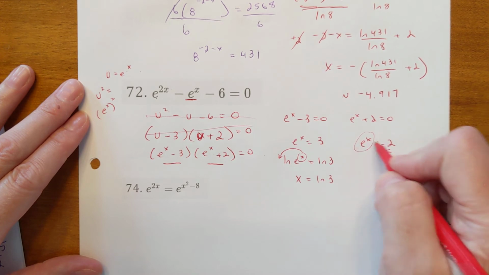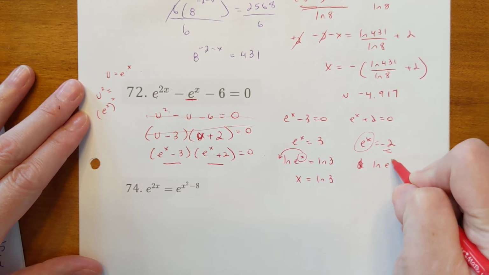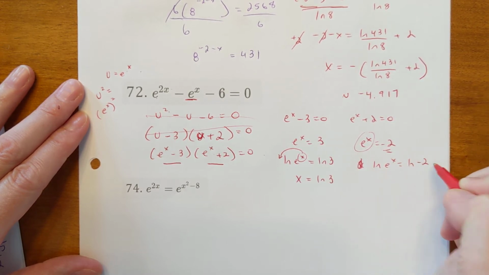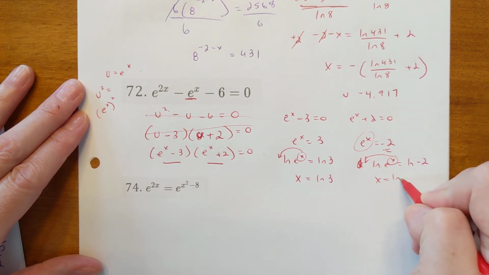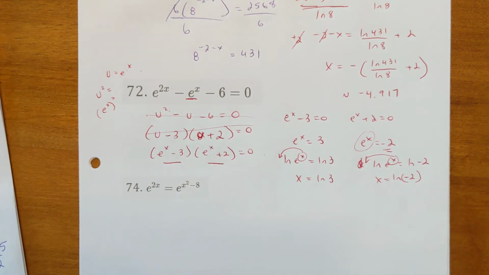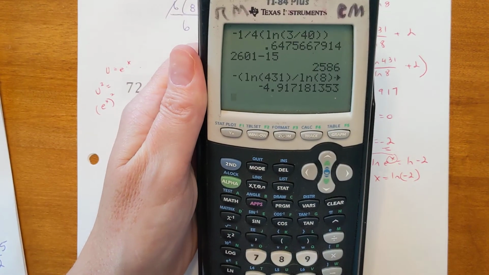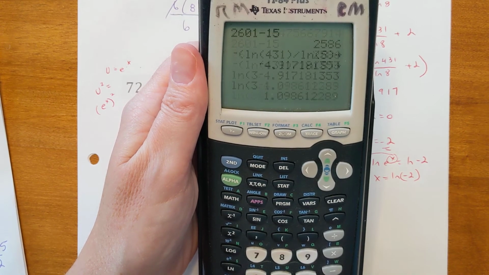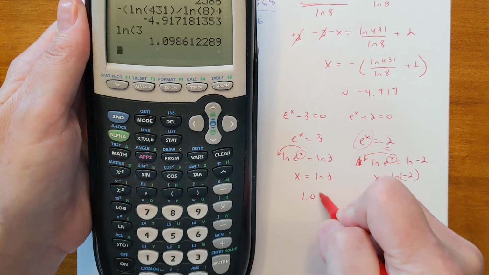So if you would have taken the natural log of both sides, it would have given you the natural log of e to the x equals the natural log of negative 2. Pull the x out front. So you get x equals the natural log of negative 2. So if you would have tried to find an answer for that, we could do the answer for the natural log of 3.